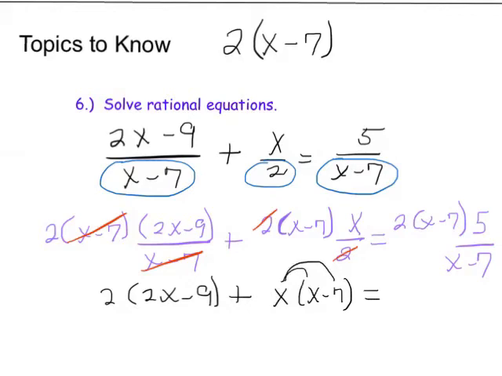Now, what's left over here? Is there anything that divides here? There's a 2 up here. Is there a 2 down there? Nope. There's an x minus 7 up here. Is there an x minus 7 down there? You betcha there is. So this x minus 7 divides out with that x minus 7, and what does it leave me with? I have a 2 here and a 5 there. So altogether, that becomes a 10.